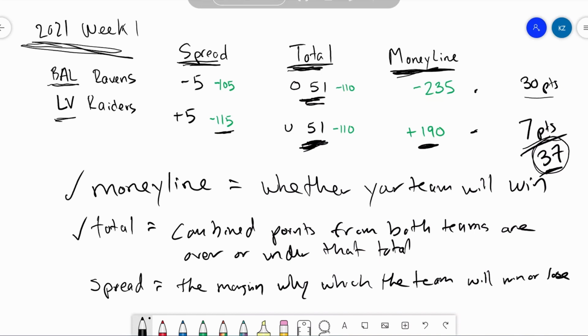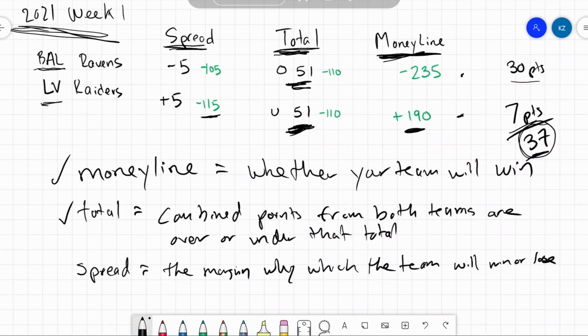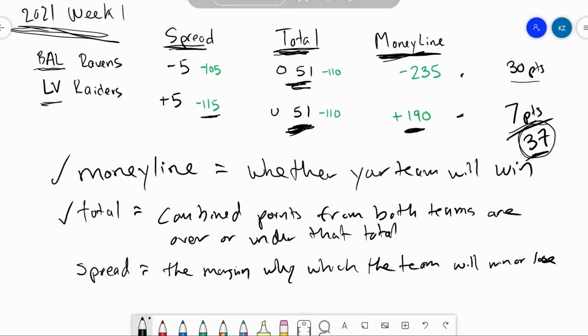Okay, so let me go into some detail about that because that's not so clear right off the bat. So what a spread is, if we start by looking at the -5 for the Ravens. Whenever you see a minus, remember minus means that the team is a favorite. If you see the plus, it's underdog.